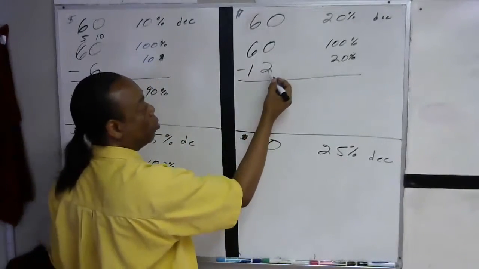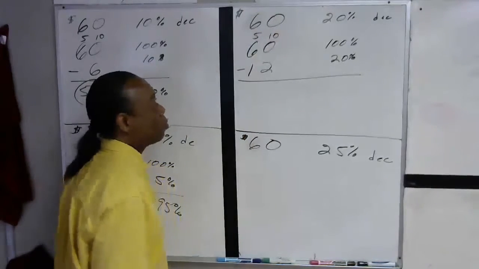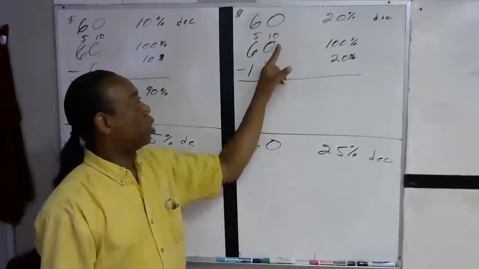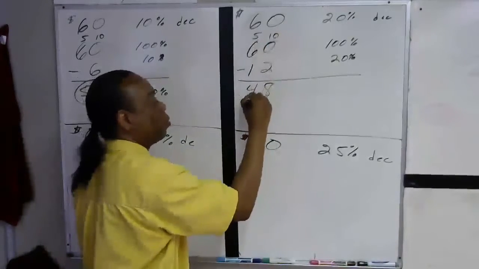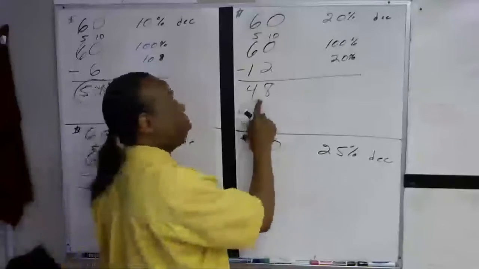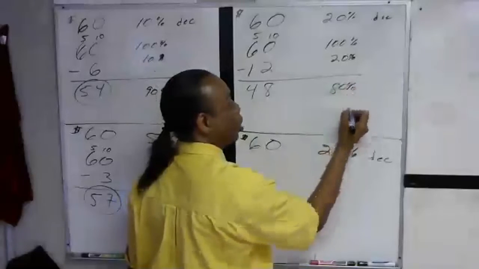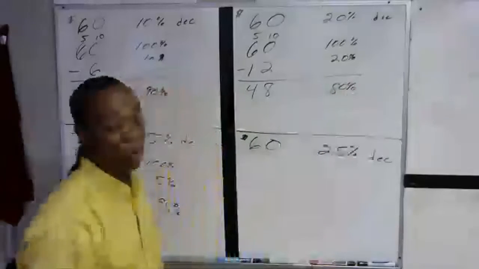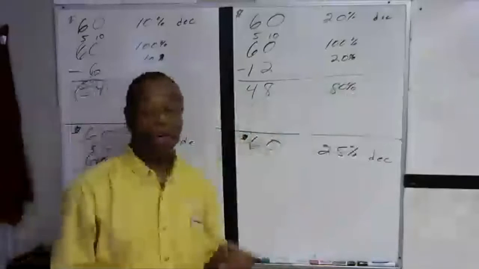And now we're going to decrease it by subtracting it. Okay, so I'm going to borrow here. This becomes a 5, this becomes a 10. 2 from 10 leaves 8, and 1 from 5 leaves 4. So 48 is the new amount. That represents 80% of the original. Okay, the original was 60. 80% is only 48.